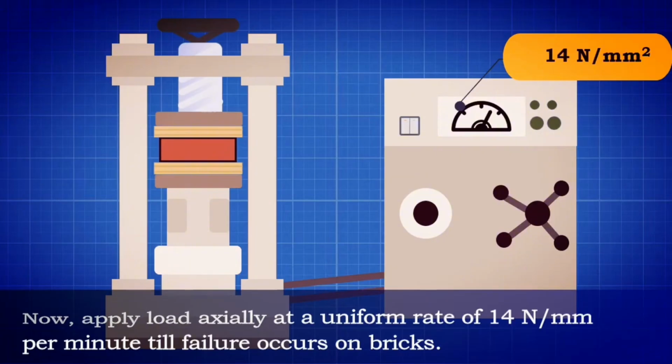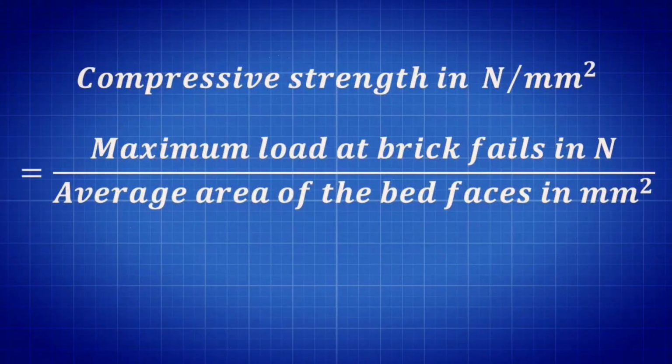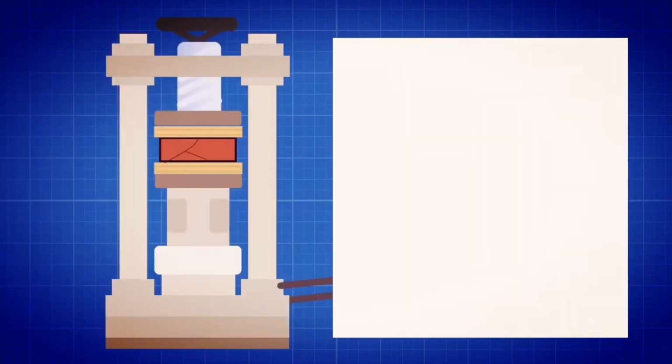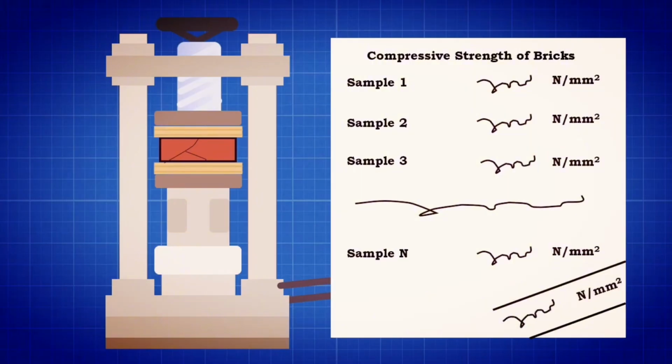failure occurs on bricks. Note the maximum load at which the brick fails. Thus, compressive strength in Newton per millimeter square is calculated by dividing the maximum load at which the brick fails, in Newton, by the average area of the bed faces in millimeters square. This test is repeated for a number of specimens and the average of results is taken as the compressive strength of bricks for the particular batch of bricks.